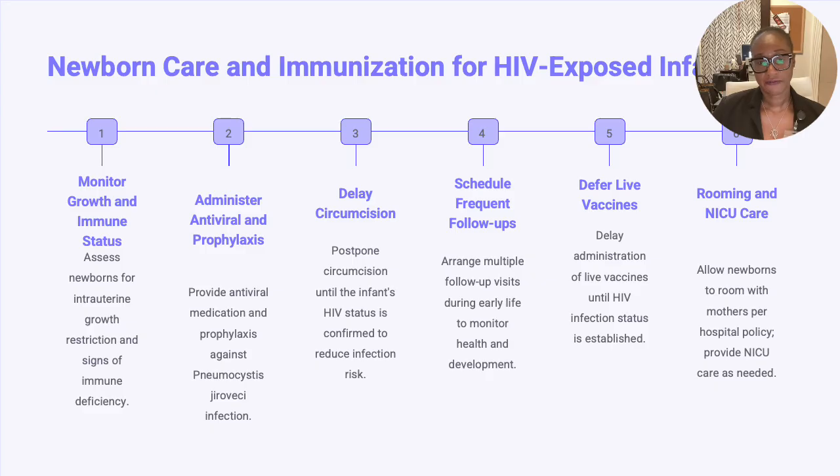If the child is infected, live vaccine will not be given. So just to reiterate that again, immunization with live vaccines such as measles, mumps, rubella, and varicella should not be given to the newborn infant until the status is confirmed. If the child is infected, then we would not want to give that child live vaccine.